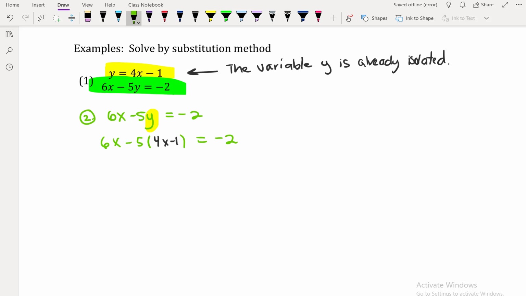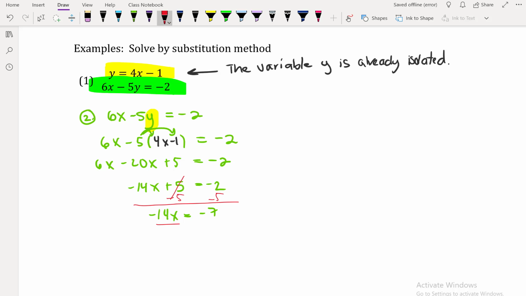So now I have to distribute. So I'll have a 6x. This negative 5 is going to get multiplied inside to give me a negative 20x. And a negative 5 times a negative 1 is a positive 5, equals negative 2. So now I have 6 minus 20, which is negative 14x, plus 5 is equal to negative 2. From there, I'm going to subtract 5 from both sides, so that negative 14x is equal to negative 2 minus 5, which is going to be negative 7.